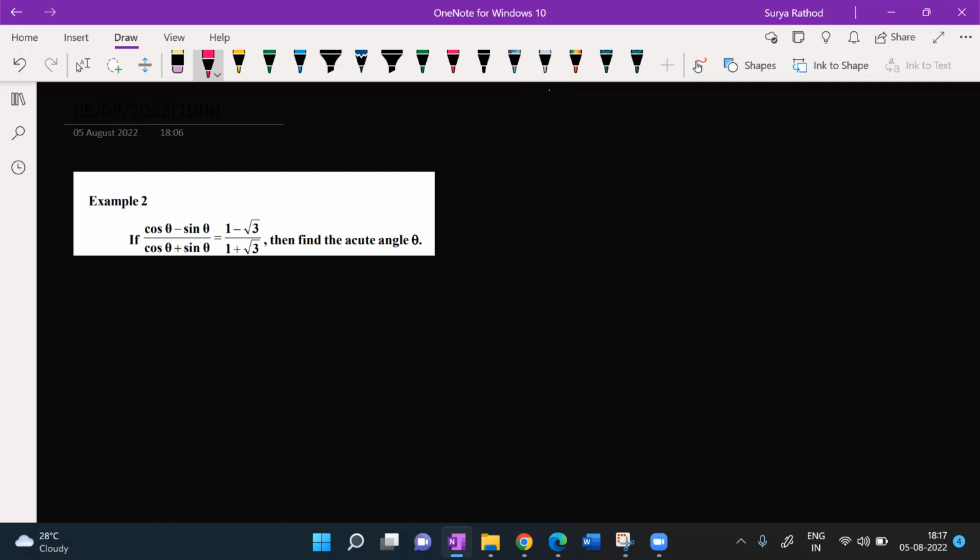How many of you have done this? See, (cos theta minus sin theta) divided by (cos theta plus sin theta) is equal to (1 minus root 3) divided by (1 plus root 3). Find the acute angle theta. How many of you have done this, guys?